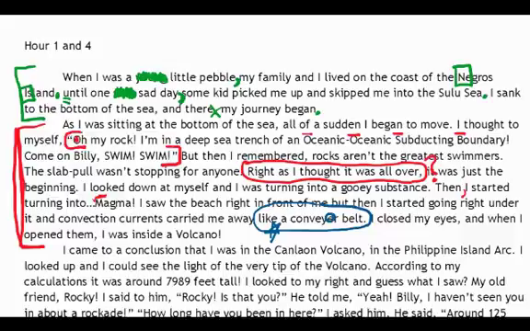I closed my eyes, and when I opened them, I was inside a volcano. Now, volcano, very much like magma and subducting zone boundary, I'm not going to say it again, is a term, not a name. So volcano needs to be lowercase, not capital.